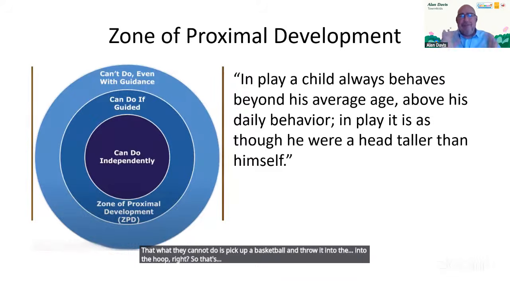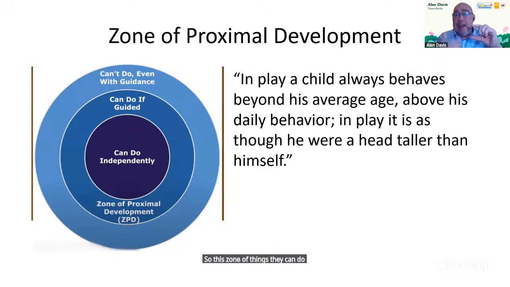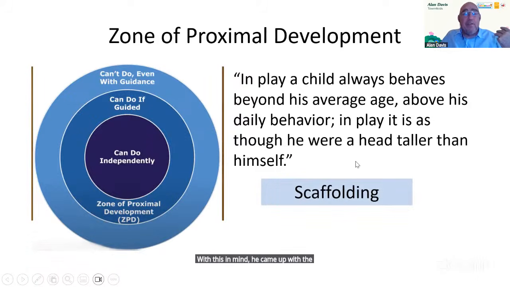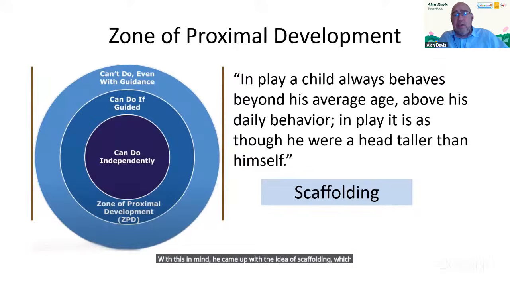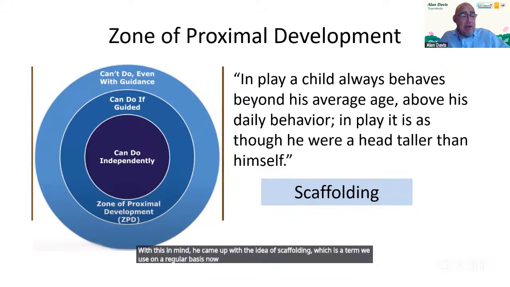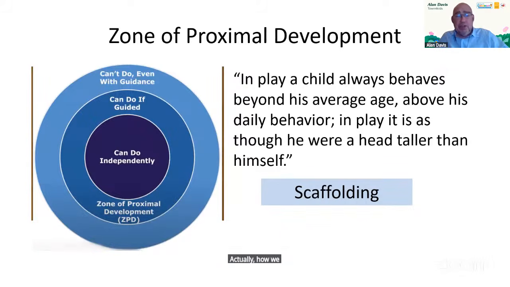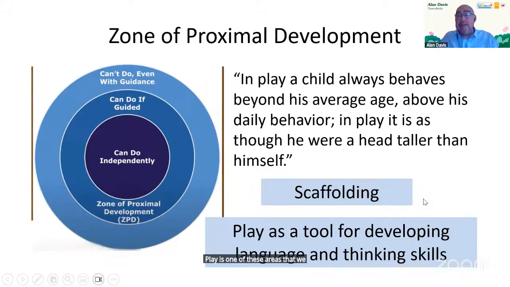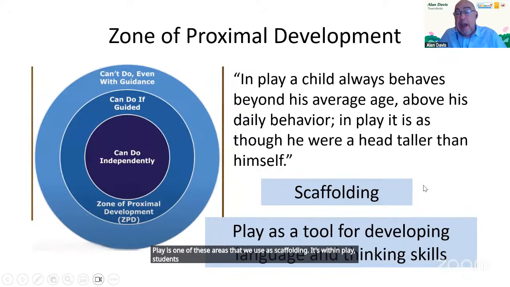So that's out of their ability range. So this zone of things they can do if they're being helped is called the zone of proximal development. With this in mind, he came up with the idea of scaffolding, which is a term we use on a regular basis now. Actually, how we help students to get from one place to another. Play is one of these areas that we use as scaffolding. It's within play, students develop their language and their thinking skills.